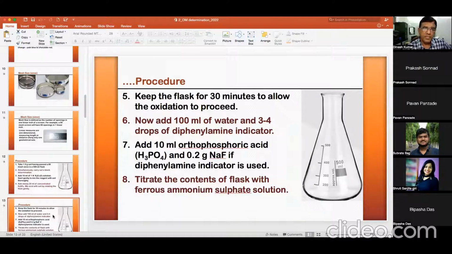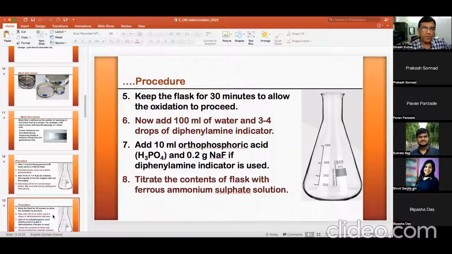So we need to titrate how much potassium dichromate has been reduced, which will be equivalent to organic matter. This is the only analysis where unused chemical or titrant is titrated. In most of the other cases, it is different. So here we will titrate the unused potassium dichromate.